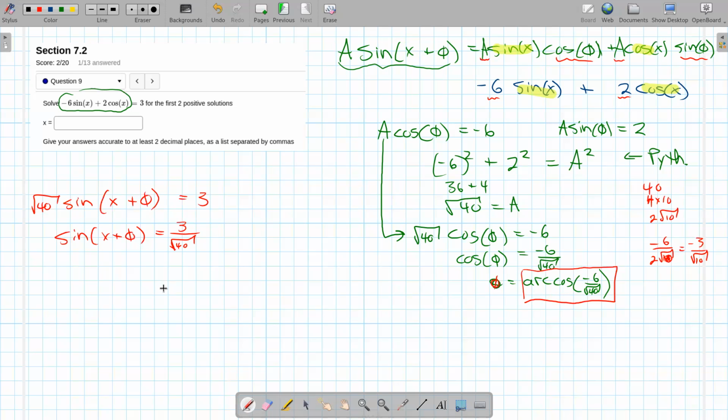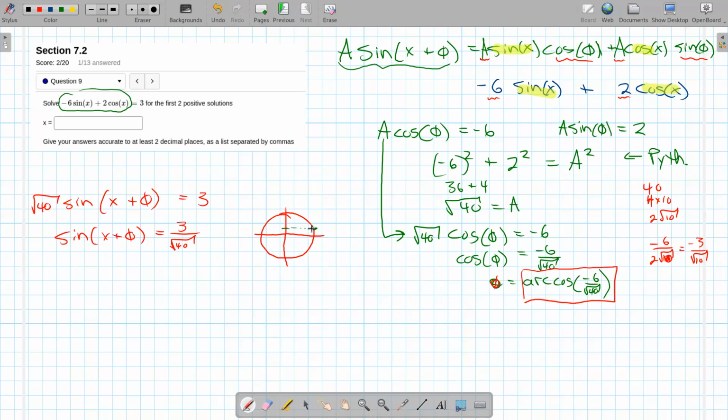And then thinking about, let's see how many solutions, first two, thinking about the sine on the unit circle, ignoring the x plus phi for a minute. And you've seen me do that before. I often ignore the inside and just think about the basic solutions first. So 3 over the square root of 40 is some small y value. So maybe let's say it's y equals about there. So one solution is right there. That's what the arc sine is going to tell me.